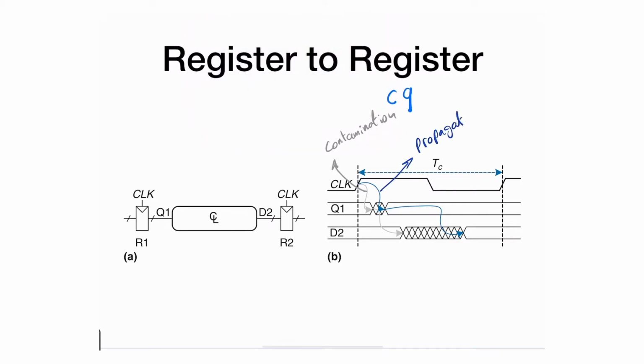In this diagram and the rest of the diagram, whenever I use gray, it's usually a contamination delay. Whenever I use blue, it's usually a propagation delay. But anyway, going back to this timing diagram, Q1 is the output of the first flip-flop or the first register. After a certain period of time, which is contamination clock to Q, it will change all the way to the propagation clock to Q. So within that range, it will change somewhere in between. The earliest it will be here, the last it will be here.